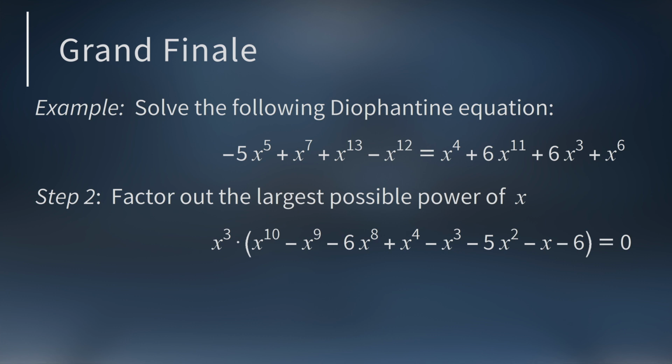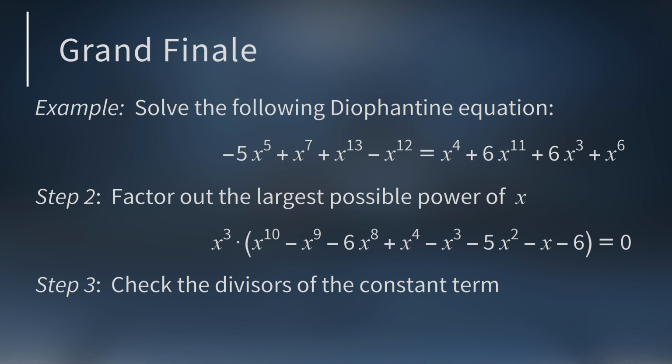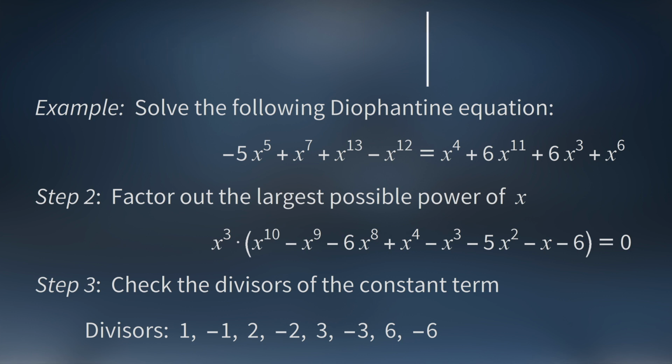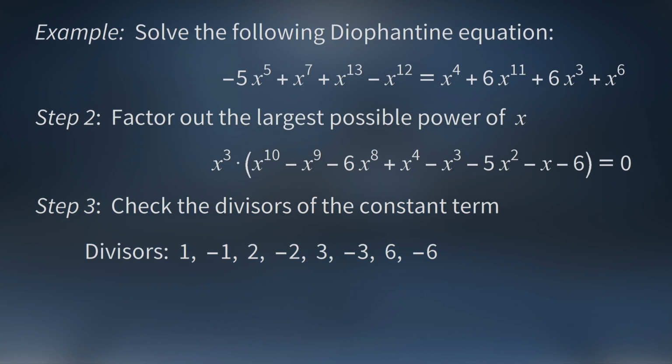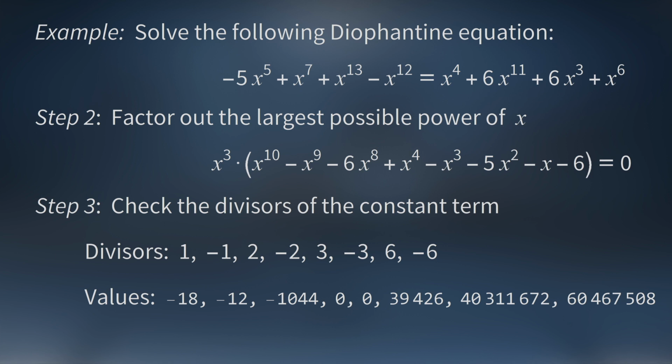And now we want to check the polynomial in parentheses to see if it's ever 0. To do this, we check all the divisors of the constant term negative 6. There are 8 divisors: 1, negative 1, 2, negative 2, 3, negative 3, and 6, negative 6. If you plug these 8 numbers into the second factor, you get these 8 values. The second factor is 0 when x equals negative 2 or x equals 3. So the solutions to the Diophantine equation are x equals 0, negative 2, and 3.